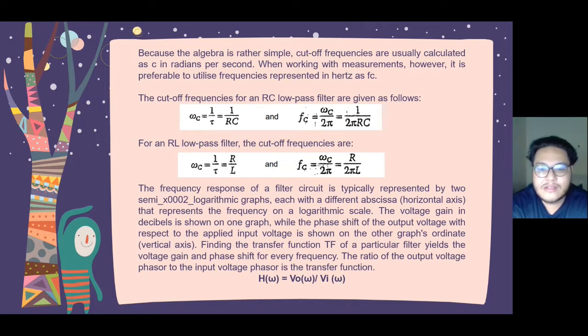Finding the transfer function (TF) of a particular filter yields the voltage gain and phase shift for every frequency. The ratio of the output voltage phasor to the input voltage phasor is the transfer function, H(ω) equal to Vout divided by Vin.